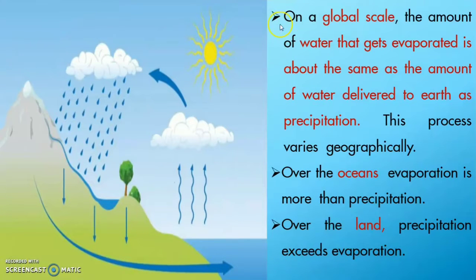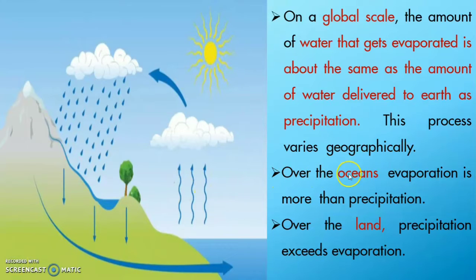See, children, on a global scale, the amount of water that gets evaporated is about the same as the amount of water delivered to earth as precipitation. Children, precipitation can take the form of rain, snow, freezing rain, sleet, etc. But this process varies geographically.